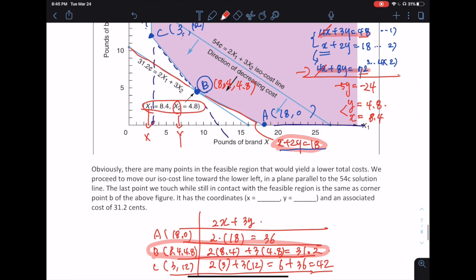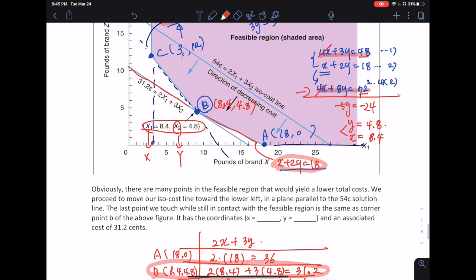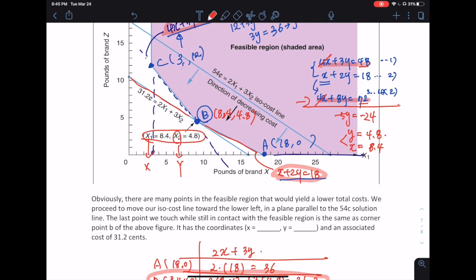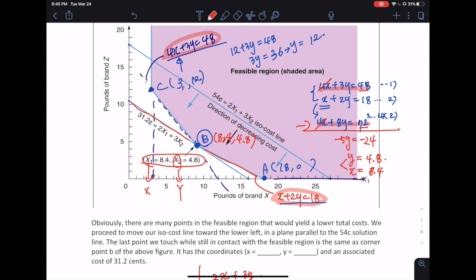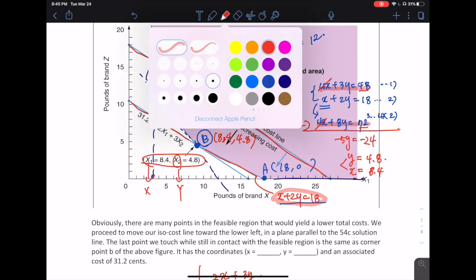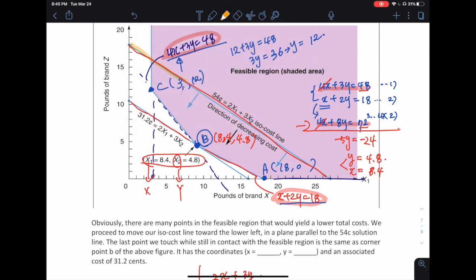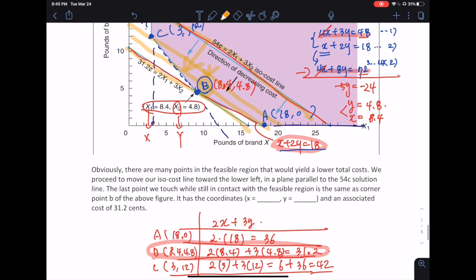Also, for better understanding, I added an iso-cost line as well. In this case, this line is called the iso-cost line. Similar to the iso-profit line, if you choose any cost, you may want to reduce this cost as much as possible. At point C, you can still reduce more. At point A, you can reduce more. Finally, when you touch this point, you will get the minimum cost. That's why we have this corner point B as the solution.